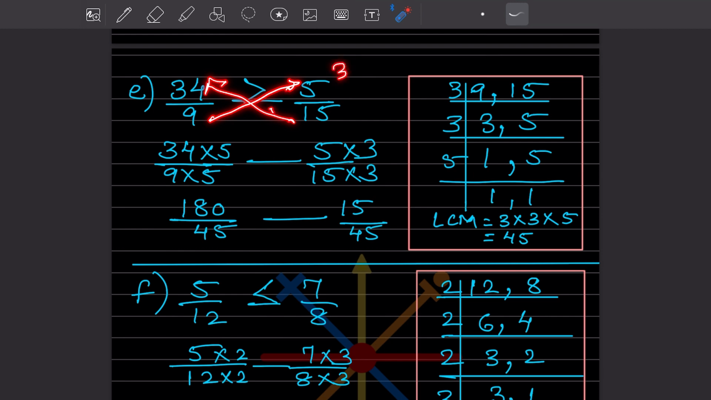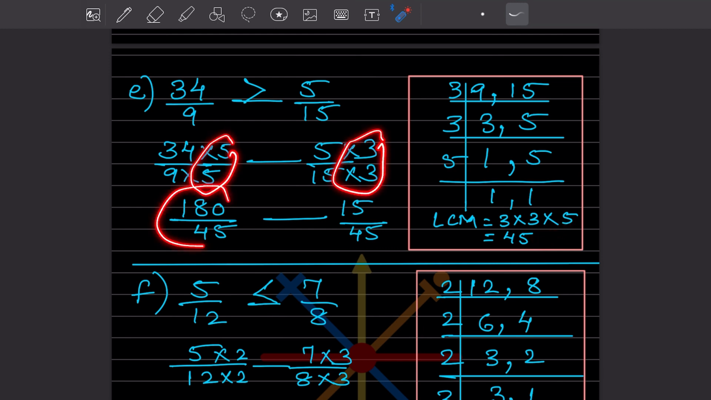So definitely 34 multiplied by 15 is going to be a bigger number. And 9 times this will be 45, right? So whatever this multiplication is, it is going to be a bigger number. So yeah, otherwise you can go for this one with the help of the LCM. Your LCM is 45. So you have to make it equal. Just look at the problem because everything has been solved over here. So this is the greater number.